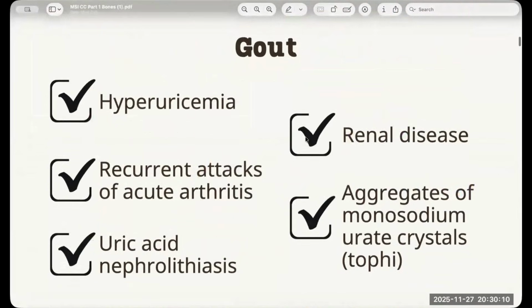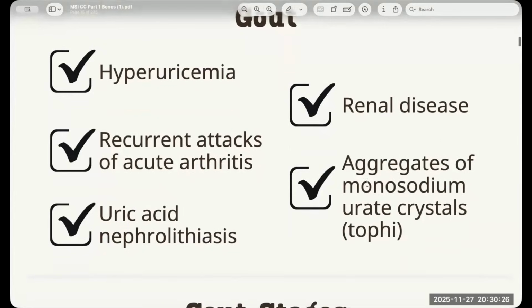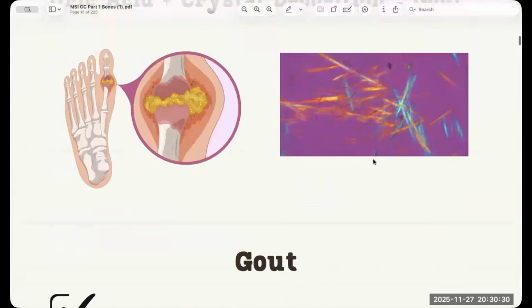Now, gout can have those things that I've mentioned here. There can be hyperuricemia in most cases. There can be recurrent attacks of acute arthritis. There can be uric acid nephrolithiasis, renal disease, and aggregates of monosodium urate crystals. These are the exact crystals that are here in the picture.